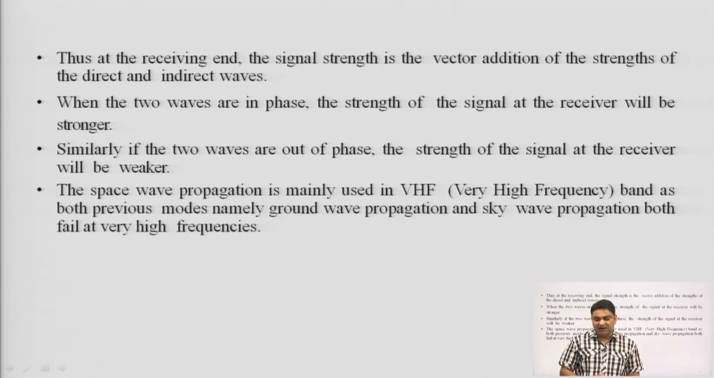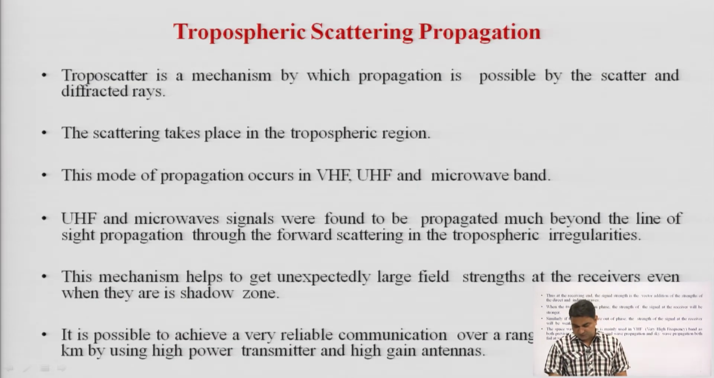At the receiving end, the signal strength is the vector addition of the strengths of the direct and indirect waves, because we have to get the resultant field strength at the receiving point. That is why we will calculate the final field strength by adding the vectors of direct and indirect electromagnetic waves.